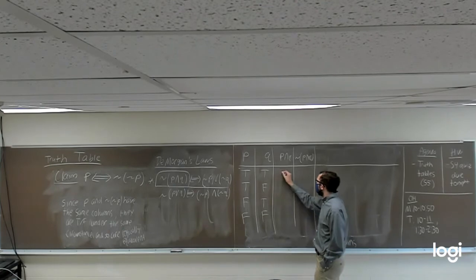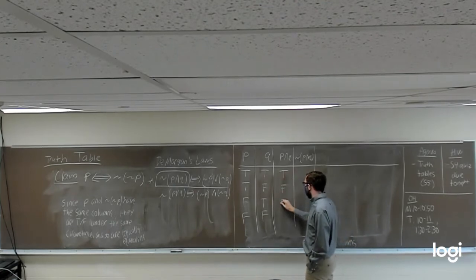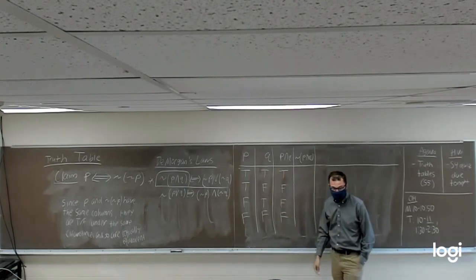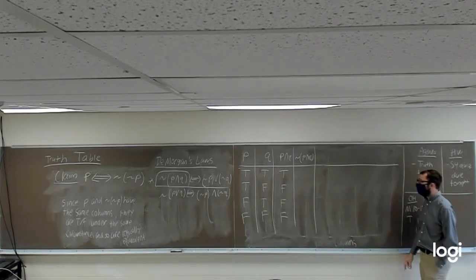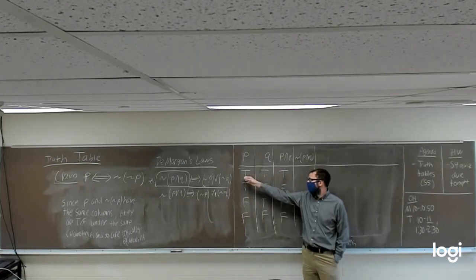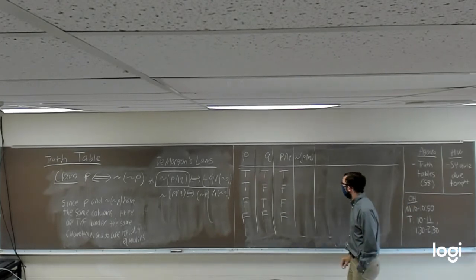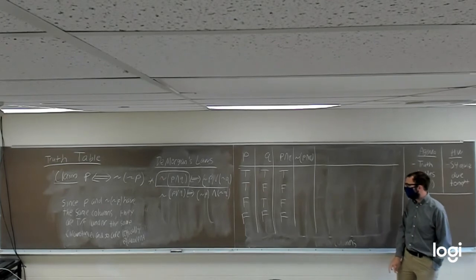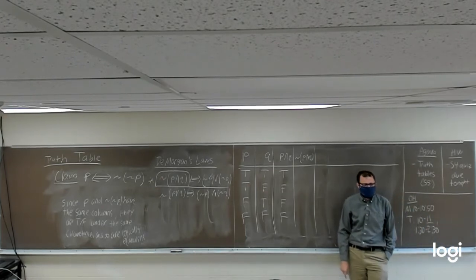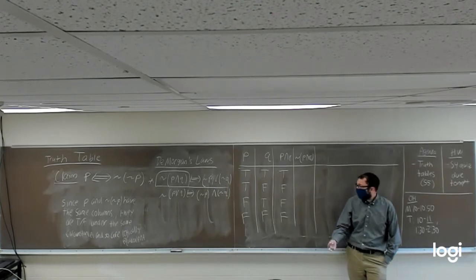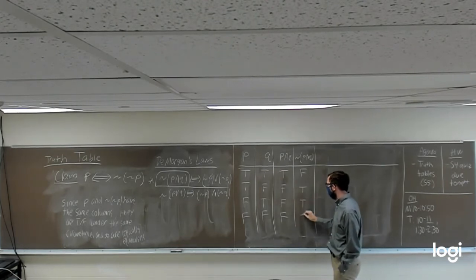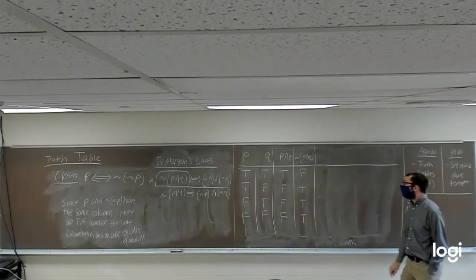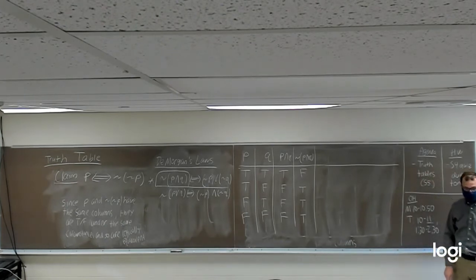So P and Q, we already know, is going to be a column that looks like true, false, false, false. We came up with that column on the first page, because P and Q is only true if both P and Q are true. So if P and Q is a column that looks like true, false, false, false, what would the negation column look like? False, true, true, true. Just the opposite of the previous column. So here's our negation of P and Q column.